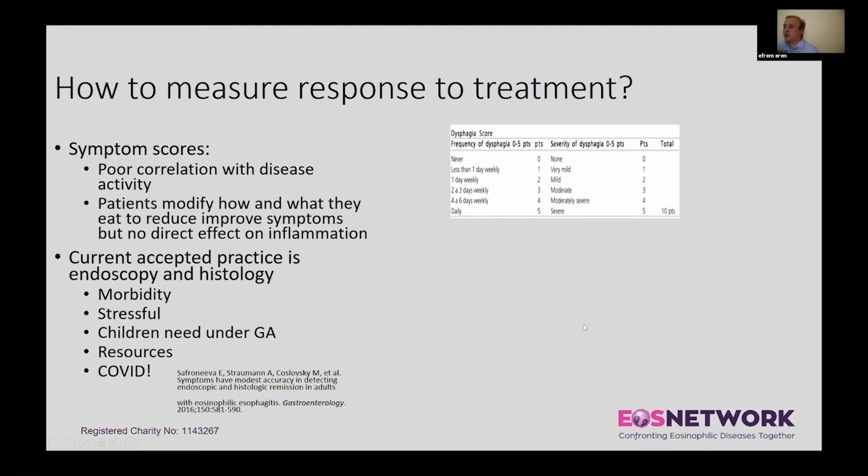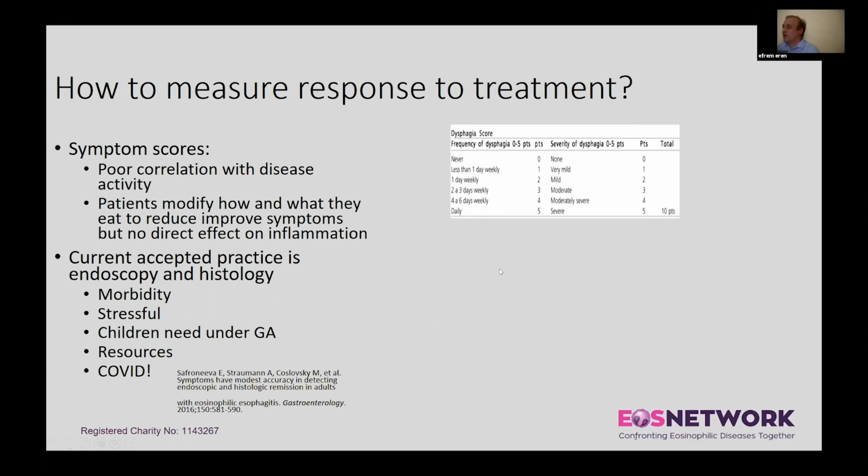So symptoms don't correlate with disease activity, and there are various explanations. Patients will modify what they eat and how they eat. They may have dysphagia, but they eat more slowly. They have water with their meals. They'll avoid bulky foods, and so their dysphagia score will naturally go down due to that, and sort of fool you in terms of the degree of inflammation that's going on.